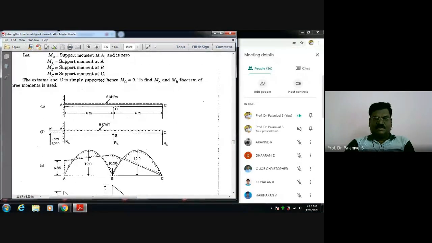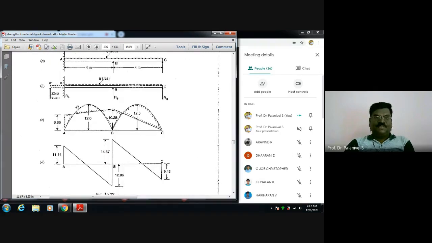This is the simply supported bending moment diagram, or free bending moment diagram, 12 kN meter, which is a parabolic variation. This we know by considering span AB as a simply supported beam and span BC as a simply supported beam. You have to draw the free bending moment diagram, that is the simply supported bending moment diagram, first. Next, what to do?